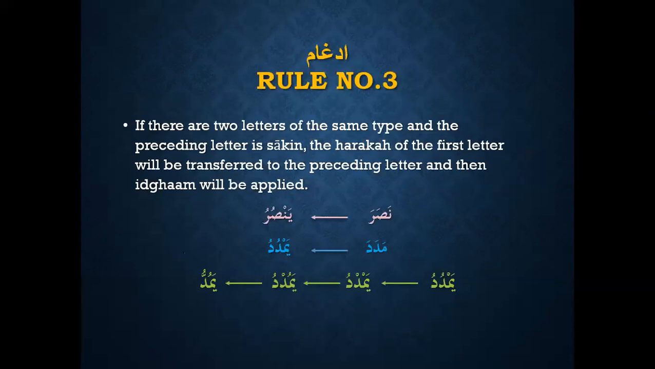And for the mudare, yamdudu, yansuru, again, you have to merge them together. How would you do that? Because the first of the two dals would be sakina, but the letter before it, which is meem in this case, is already sakina. So how would you do two sakins together? You can't pronounce two sakins together in the middle of the word. So rather than doing that, what you do is swap over the letters. The first dal has to be sakina because they're two of the same kind, but the one before that gets the haraka of the first dal. So yamdudu becomes yamuddu, and then you merge them together under the shadda.